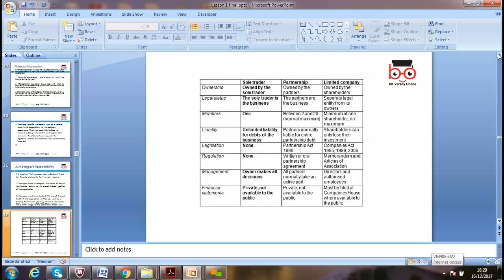And partnership. I don't know, I've never looked into it. A partnership could be two or more persons coming together for a common purpose. And normally the business runs under the Partnership Act of 1890 within the UK. The Act was actually passed in parliament in 1890.